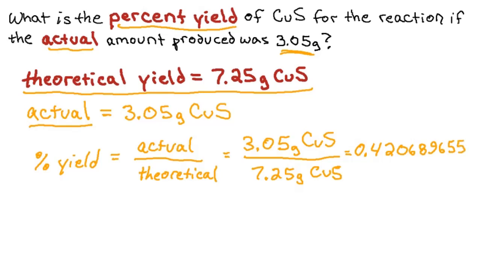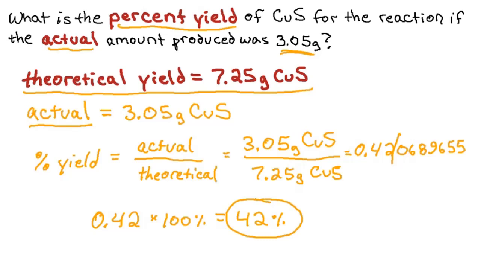And then we take that and we can just round to 0.42. So we just take that 0.42 and times it by 100%, and that's going to give us 42%. So we made, with that 3.05 grams of CuS, 42% of what we theoretically calculated that we should make, the 7.25 grams. We only made 42% of that.